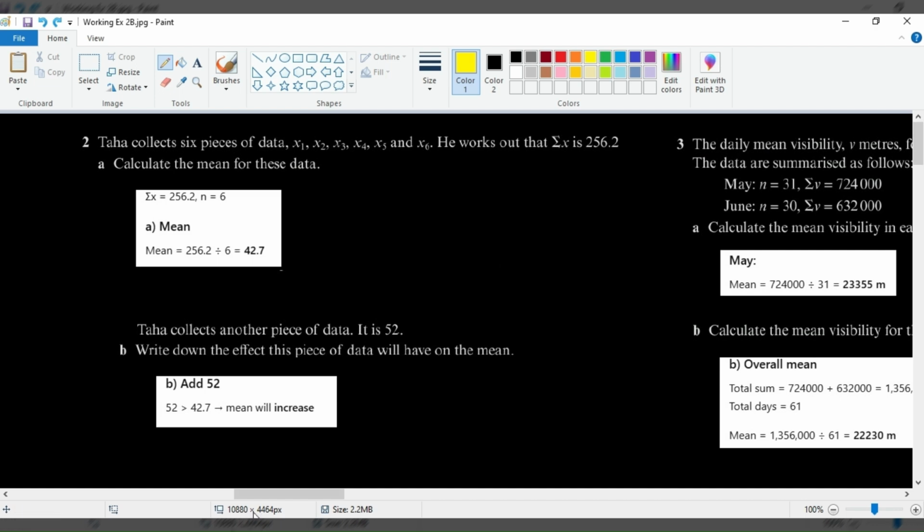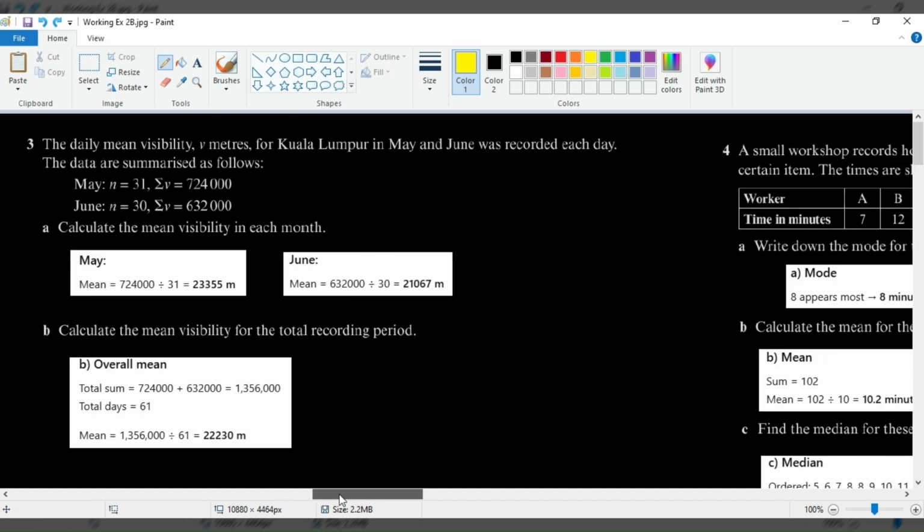Now comes the next question, which is question number 3. It says the daily mean visibility, V values, of Kuala Lumpur in May and June was recorded each day. The data are summarized as follows. May has 31 days and June has 30 days. So that means the sum of V is going to be 724,000 for May and 632,000 for June. You need to find out the mean visibility in each month.